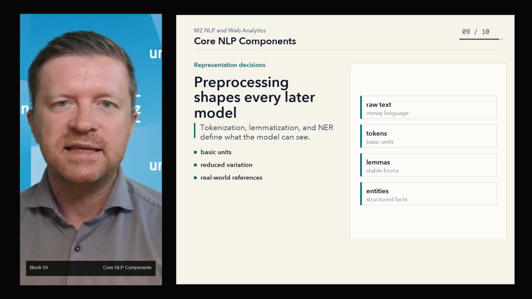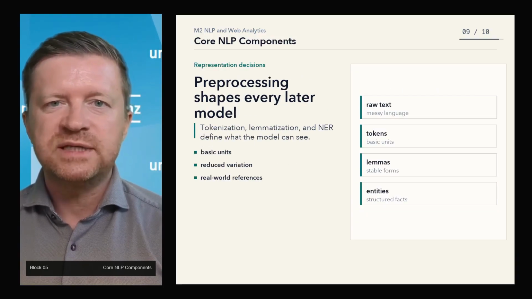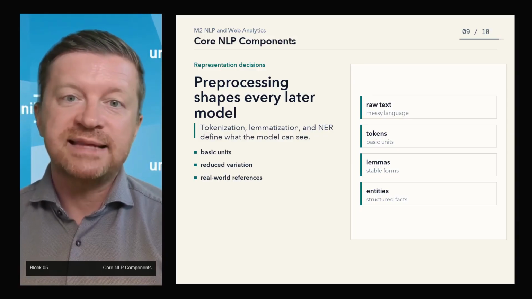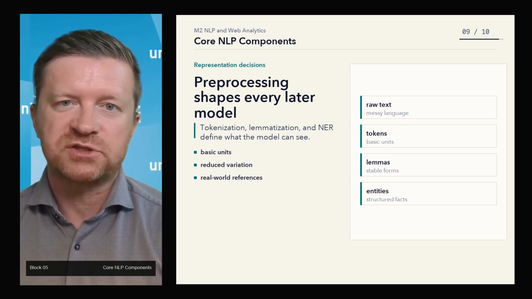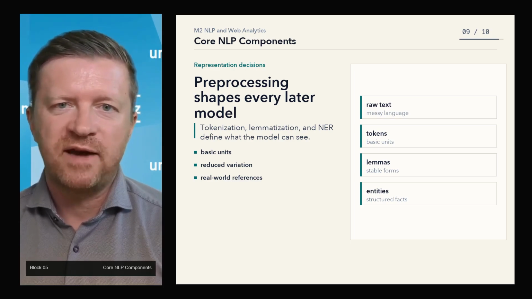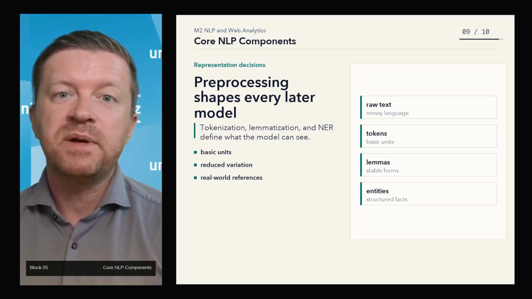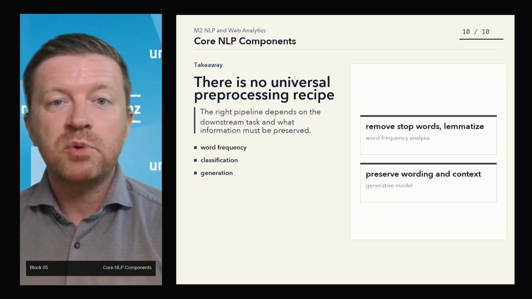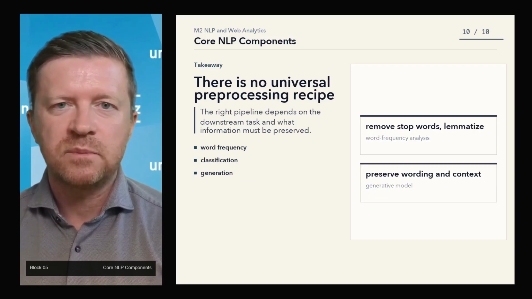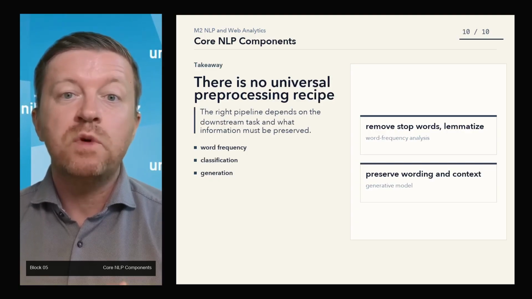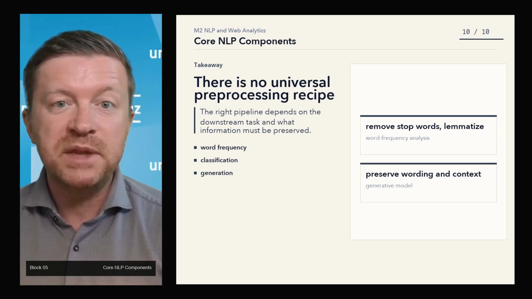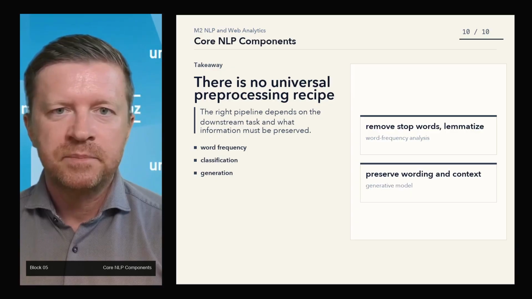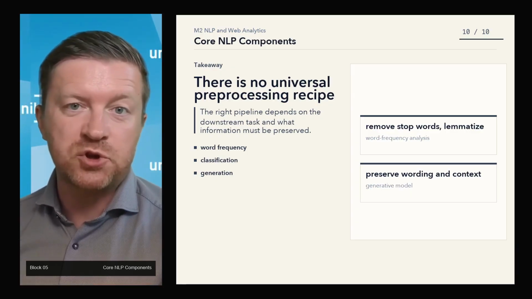These three components already show the character of NLP work. Tokenization decides what the basic units are. Lemmatization reduces unnecessary variation among those units. Named entity recognition identifies units that refer to real-world objects or concepts. Later, when we classify sentiment or retrieve documents, we are still building on these earlier decisions about how language should be represented. There is no single pre-processing recipe that works for every task. For a word frequency analysis, removing stop words and lemmatizing may be useful. For a generative model, we may preserve more of the original wording. The important skill is to understand what each step changes in the text.